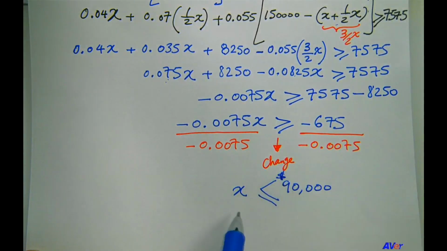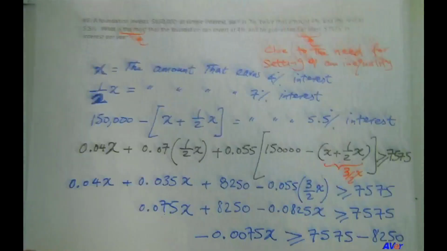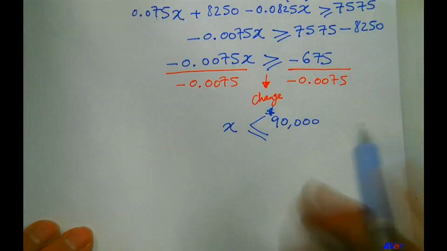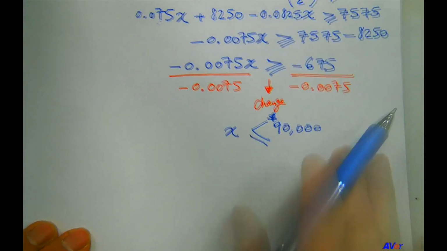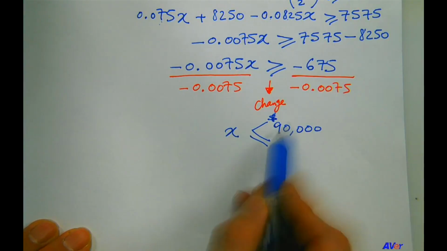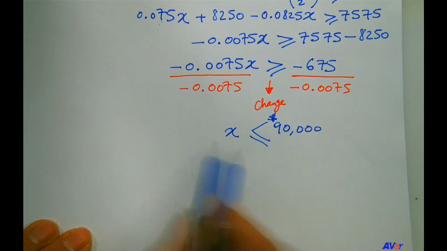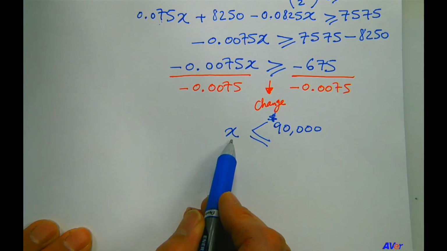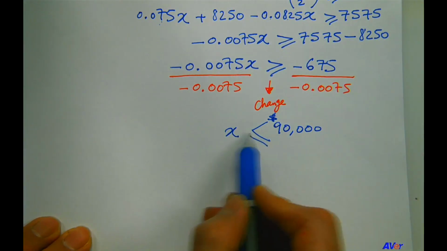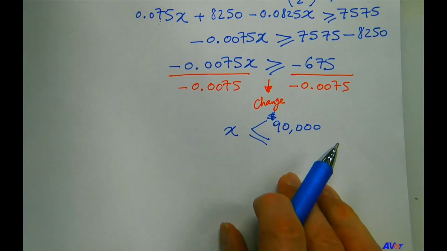So then this is saying, remember, x was the amount that earns 4% interest, right? So this is saying that out of the 150,000, no more than 90,000 should be invested in the account that earns 4%. So the foundation can invest 60,000, 65,000, 80,000, or 20,000. But no, it should be less than or equal to 90,000.